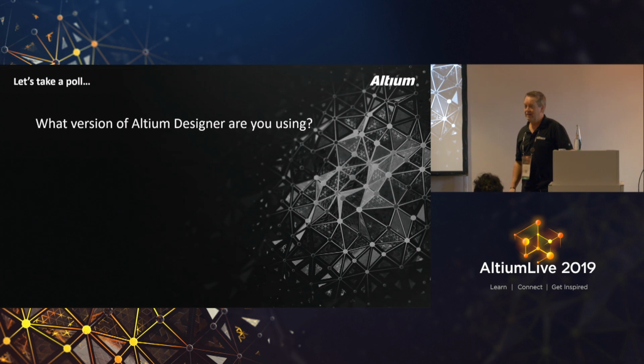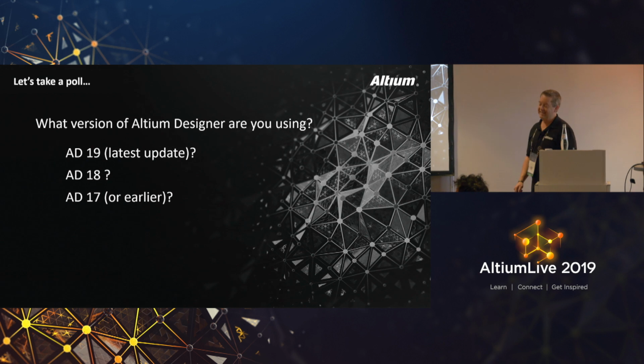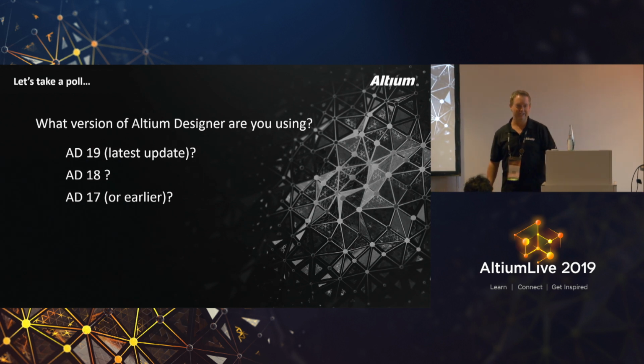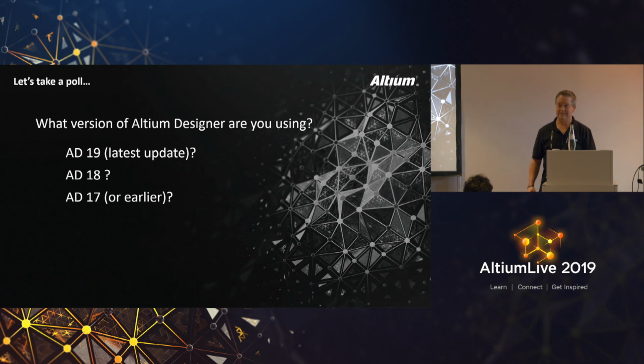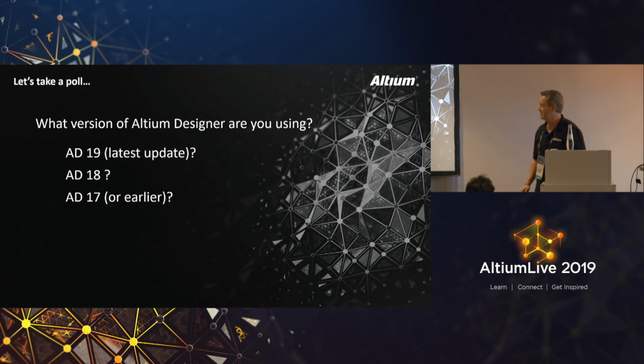All right. I want to know what version of Altium Designer you're currently using. How about those using AD19, the latest version? Most everybody, that's a good sign. Altium Designer version 18? Okay. How about 17 or earlier? Okay, a few of you. All I would do is encourage you to keep current, because Altium rapidly improves their products and fixes their bugs as well. So it's always good to be on the latest version.